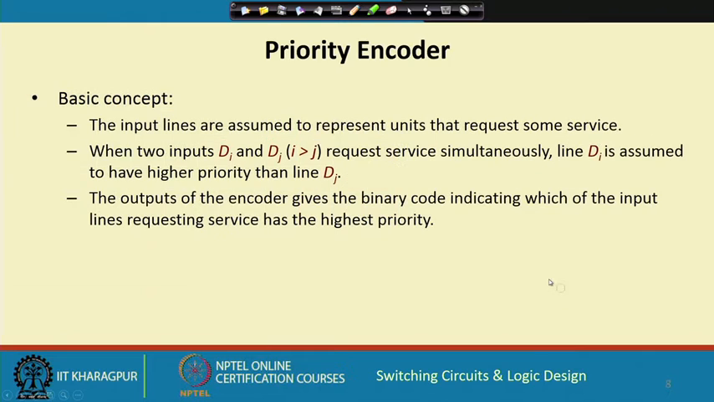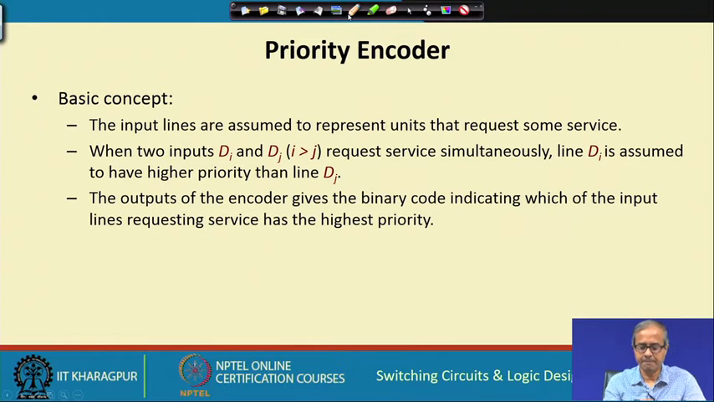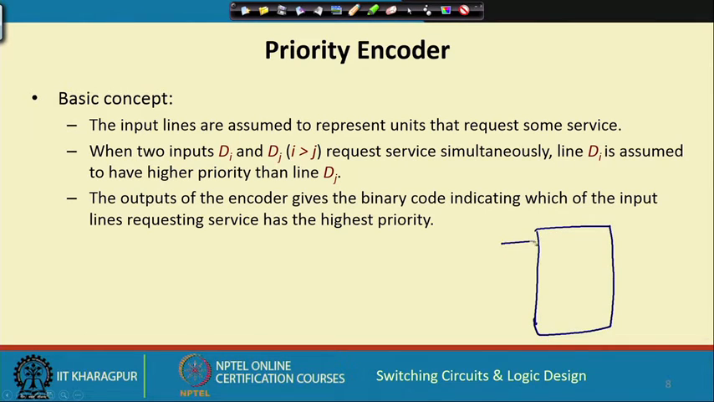So, for a priority encoder, the basic concept is like this. Let me just repeat. Now, let us put it in the proper context. See, a priority encoder, or any encoder circuit, let us say with 4 inputs and 2 outputs, is used in an application where some sub-circuits or devices or units are generating some kind of requests.